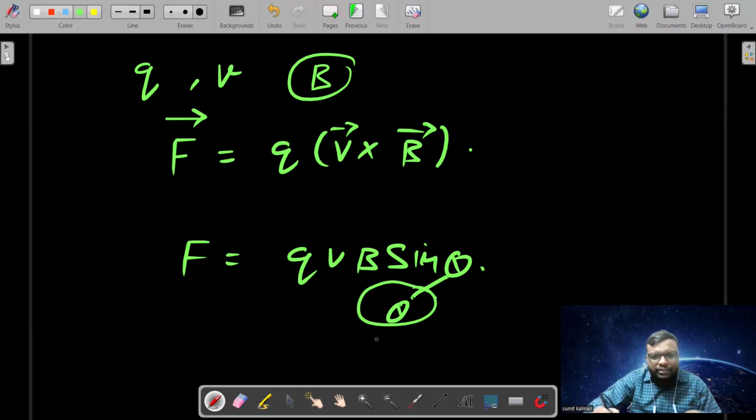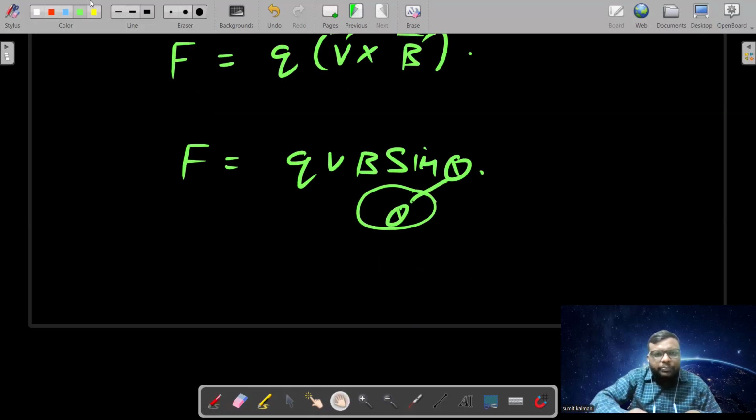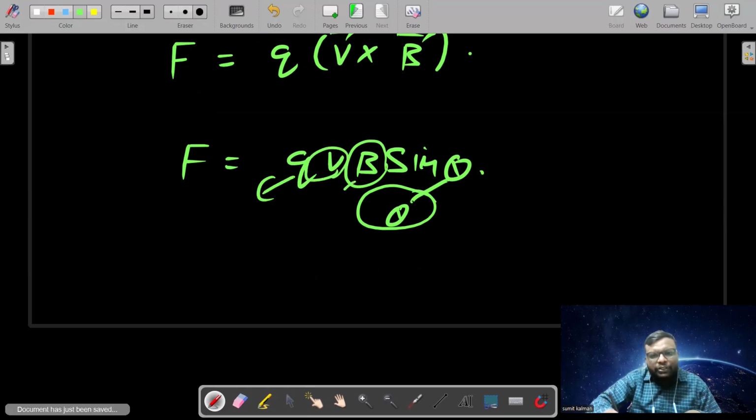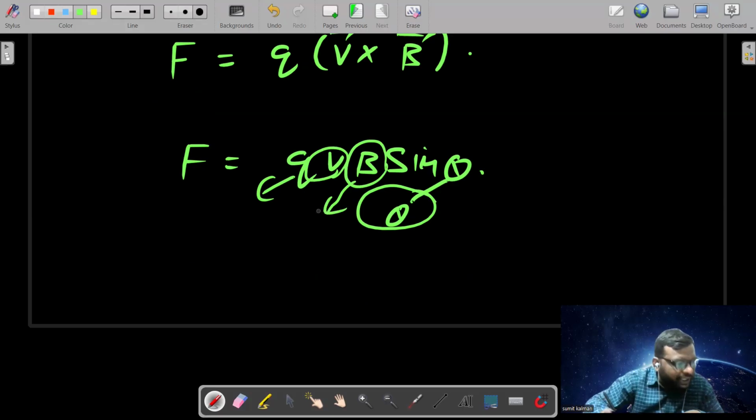So here students, we have to first calculate the magnetic field. We know the magnitude of charge, we know velocity, but we don't know the magnetic field. So first we have to calculate the magnetic field. So students, we'll proceed for the next step.